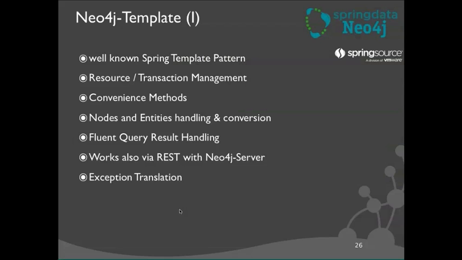Neo4j template is like the JDBC template, a well-known pattern. It does resource and transaction management, brings along convenience methods, and handles conversion from nodes and relationships to entities and back. So that takes a lot of tedious work off your shoulders, and it has some fluent result handling built in, which saves us from providing as many methods as the JDBC template, because you do some of the result mangling with the result API.